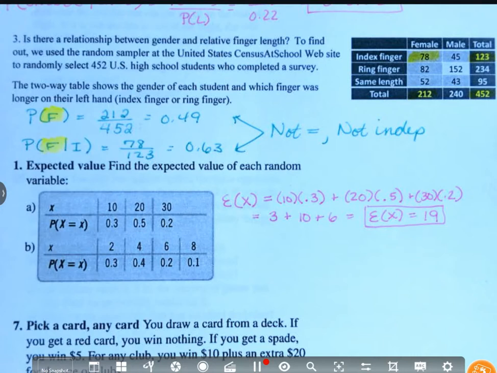That means that if, for example, let's say that this was a game, and each time I played the game, I had the outcome of getting 10, 20, or 30 points. If I were to play this game forever, the average score out of all of my games should be about 19. Okay? I think the more that we do it, that'll put the context in place for you, you'll understand a little more.